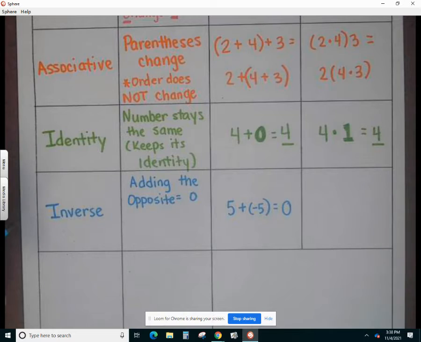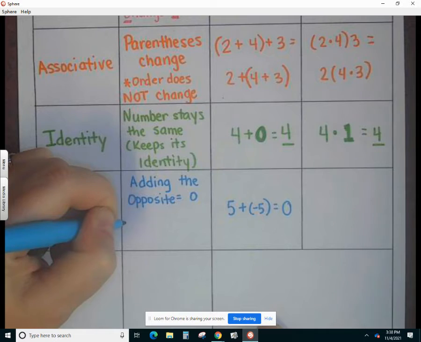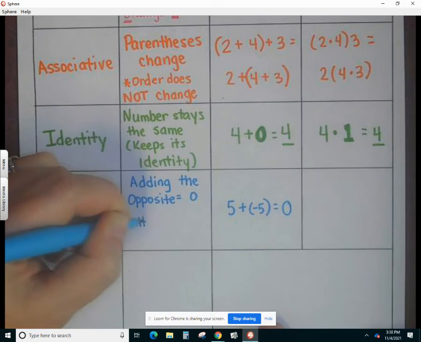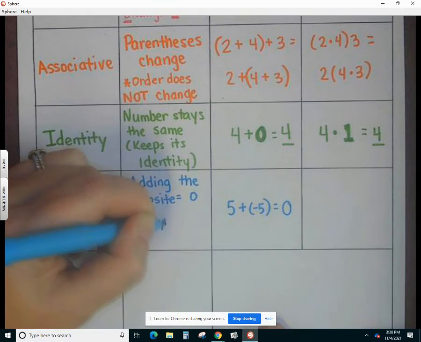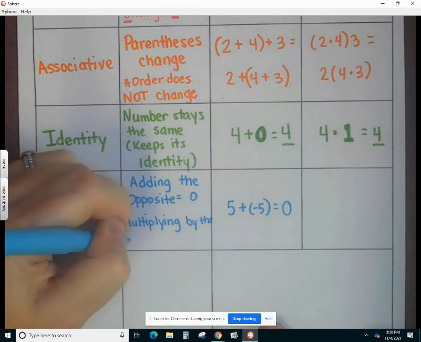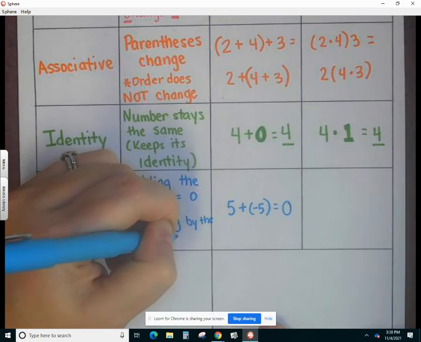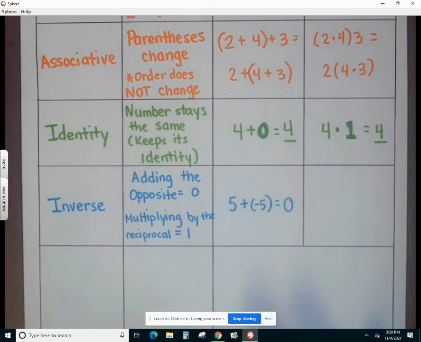But there's a different one for multiplying. So for multiplying, it has to do with reciprocals. And hopefully you remember what the word reciprocal means, but I will remind you if you don't. Multiplying by the reciprocal, and I actually showed y'all this when we learned about reciprocals, gives you 1. And if you've forgotten what reciprocal means, that's when we do the flip part of keep, change, flip. So when you flip a fraction upside down, you get its reciprocal.